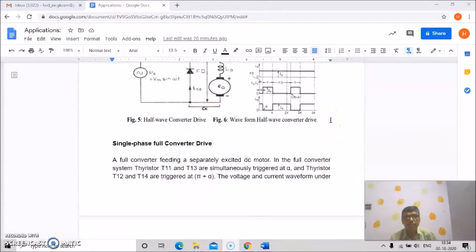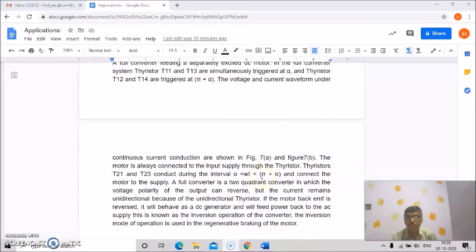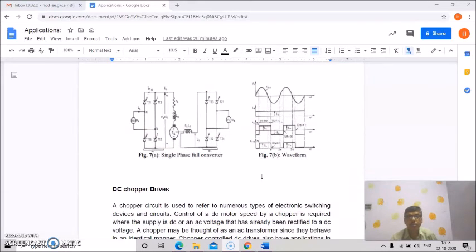Okay, and then the single phase full converter drive, a full converter feeding a separately excited DC motor. In the full converter system, thyristors T11 and T13 are simultaneously triggered at alpha.